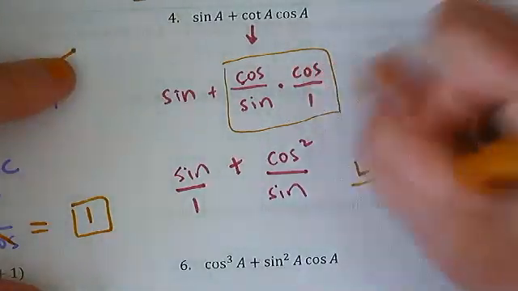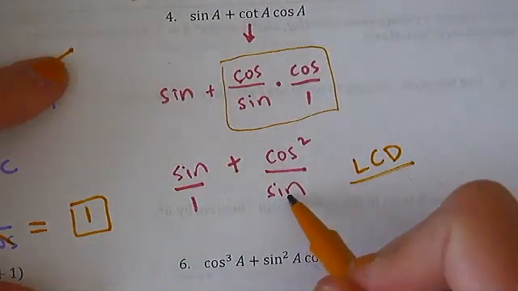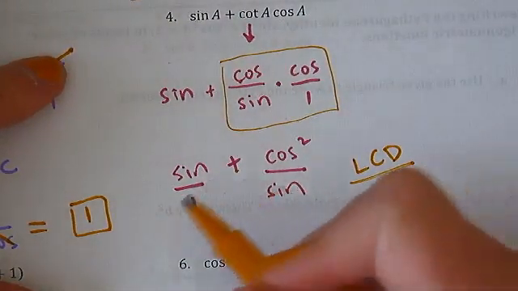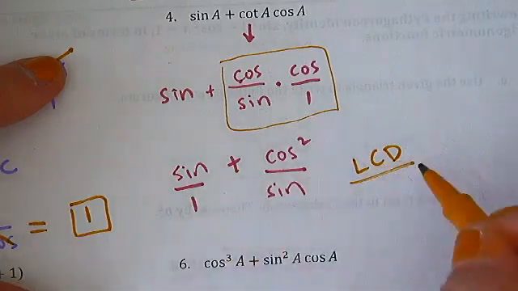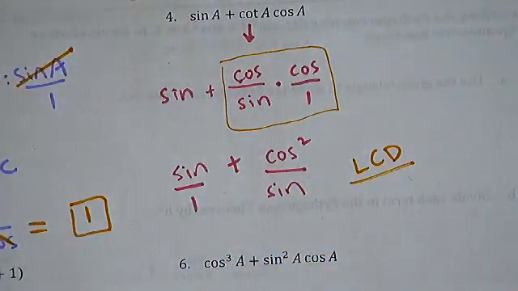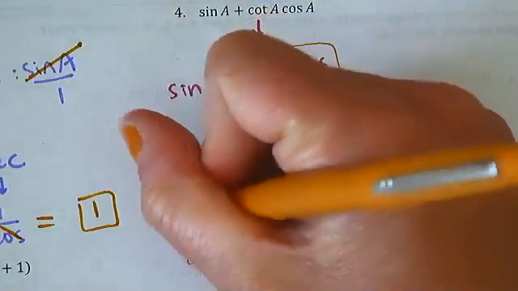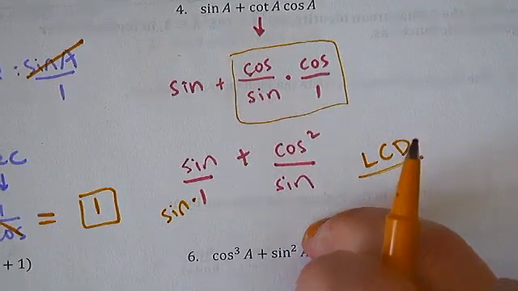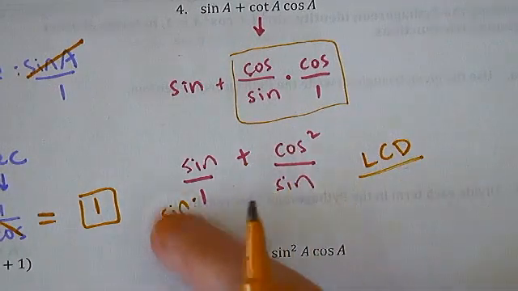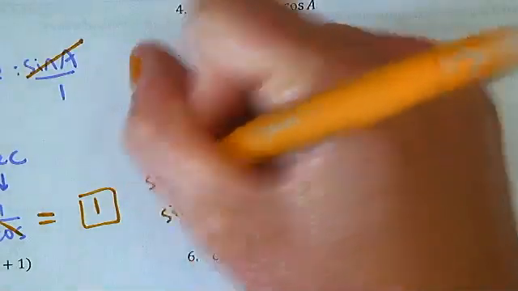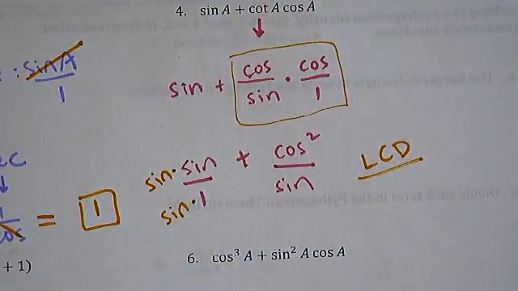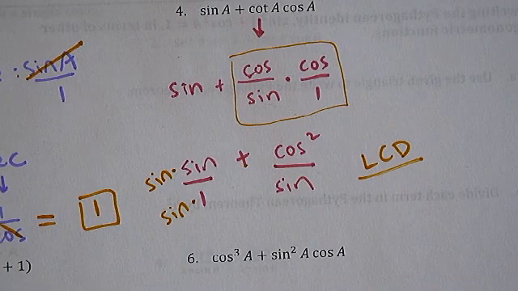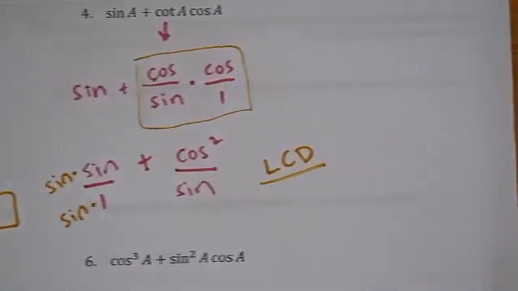Least common denominator. So if this denominator is a sine and this denominator is a 1, what do you think our least common denominator is? Sine. So I'm going to multiply this guy by sine, and now my two bottoms are the same, right? So now I can add them together. But in order to do this legally in math, I need to multiply both top and bottom by sine. Okay, with me?